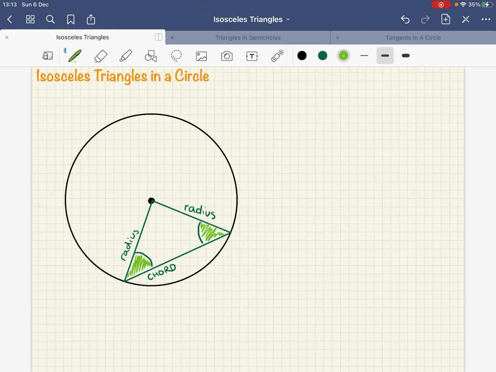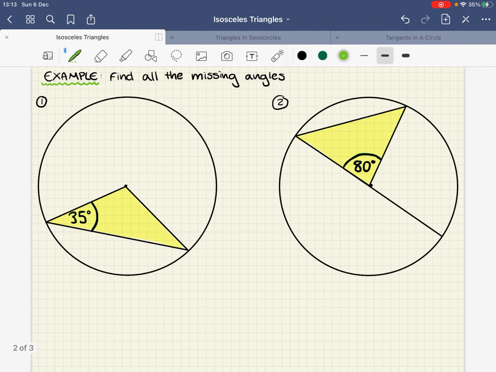So the key thing is, when I've got a triangle where one of my points is at the center of the circle, because I've got those two lines which are my radius, it makes an isosceles triangle. So let's look at some examples using that then. All this is asking is find all the missing angles.